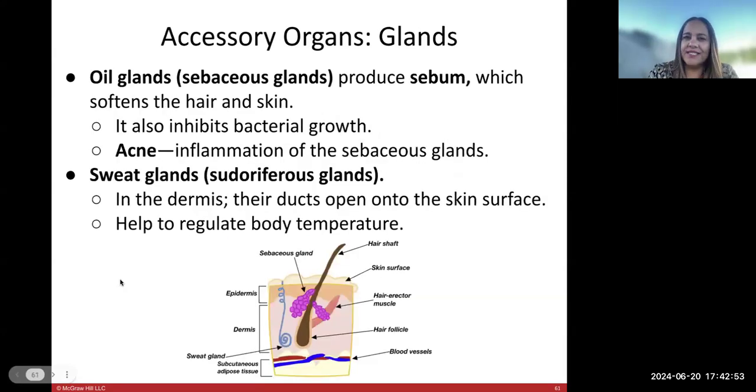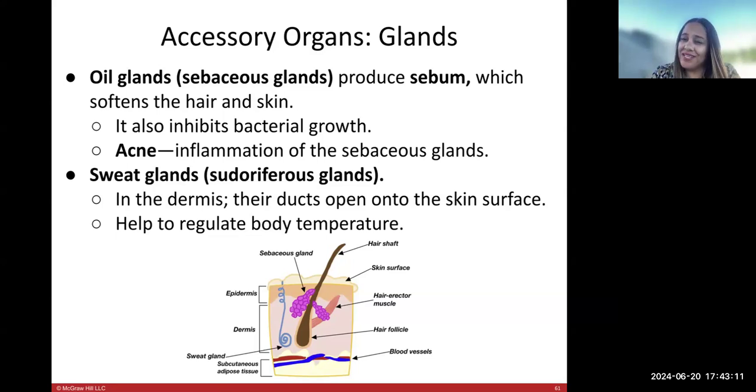And then we have glands in our skin. Oil glands or sebaceous glands produce sebum, which softens the hair and skin. It also inhibits bacterial growth. Bacteria do not like the pH of our sebum. Acne is the inflammation of the sebaceous glands.